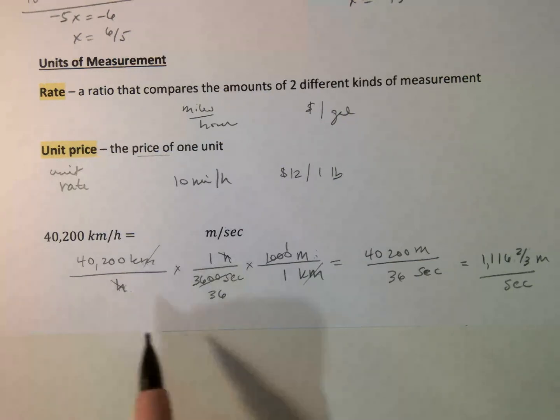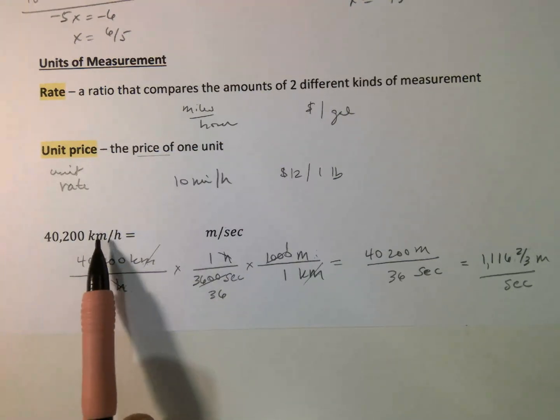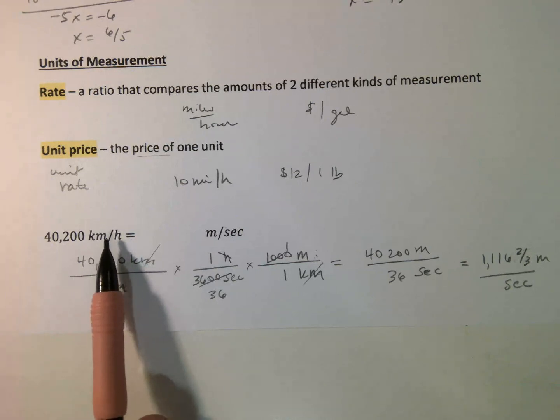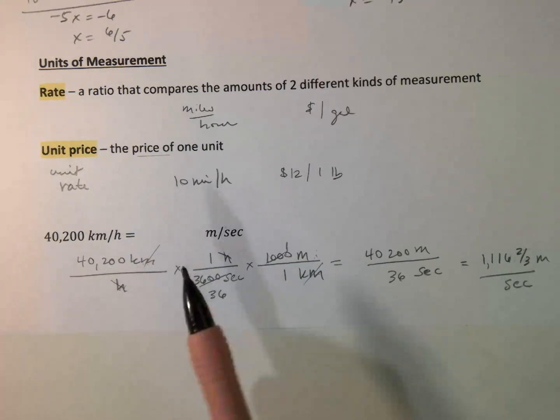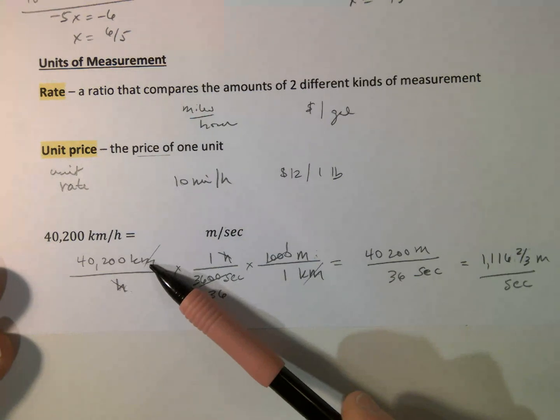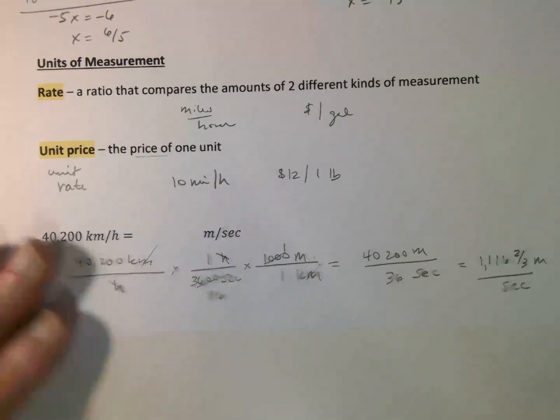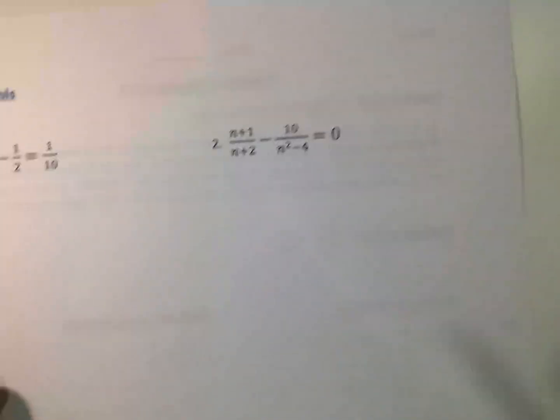Okay, so that's called dimensional analysis, and basically it's changing units. So if I have a rate or a unit rate or unit price, I can change the units by treating the units as if they were variables and canceling them out. Okay, so let's look at the try this.